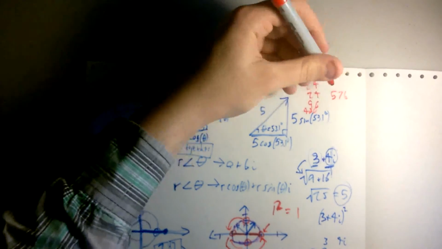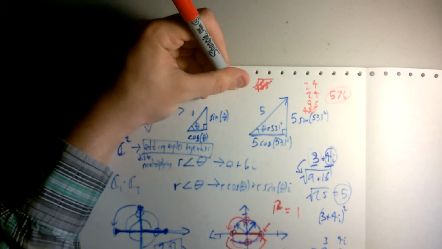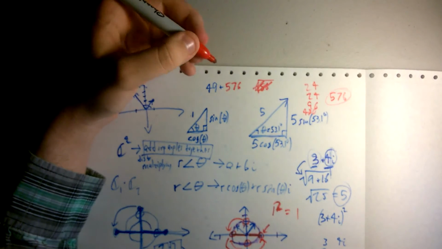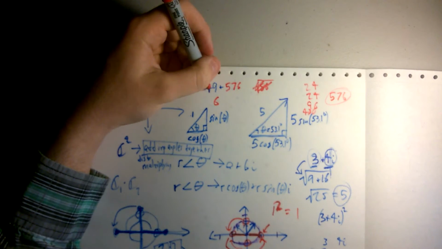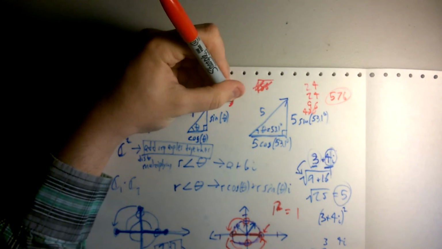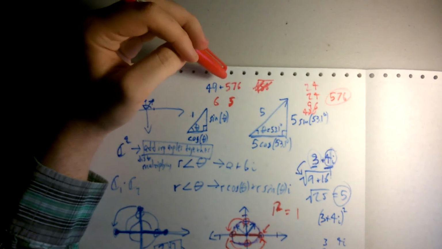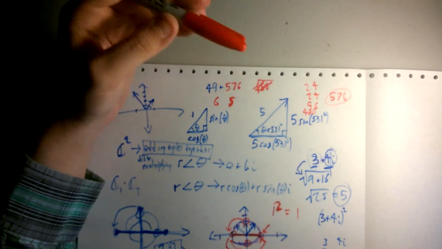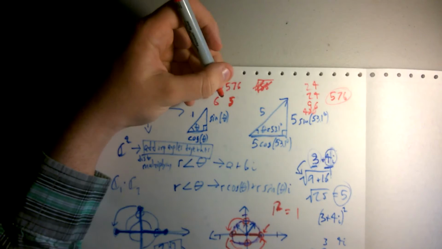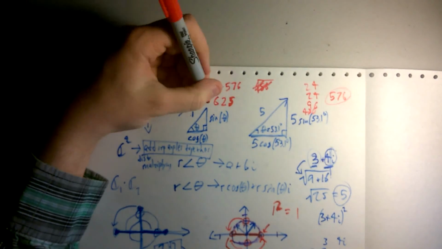This is our first square, and our other square is 49. So it's 49 plus 576. If you add those together, that's 625. Alright, let's take the square root of that.